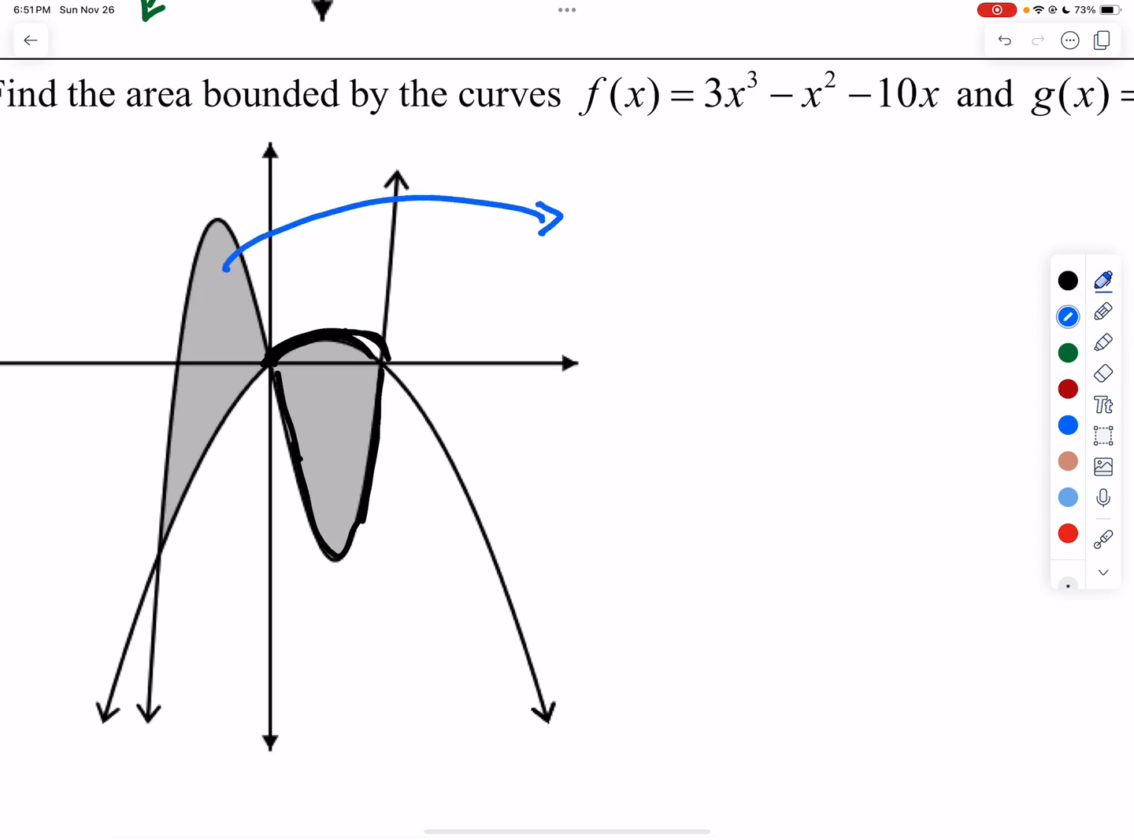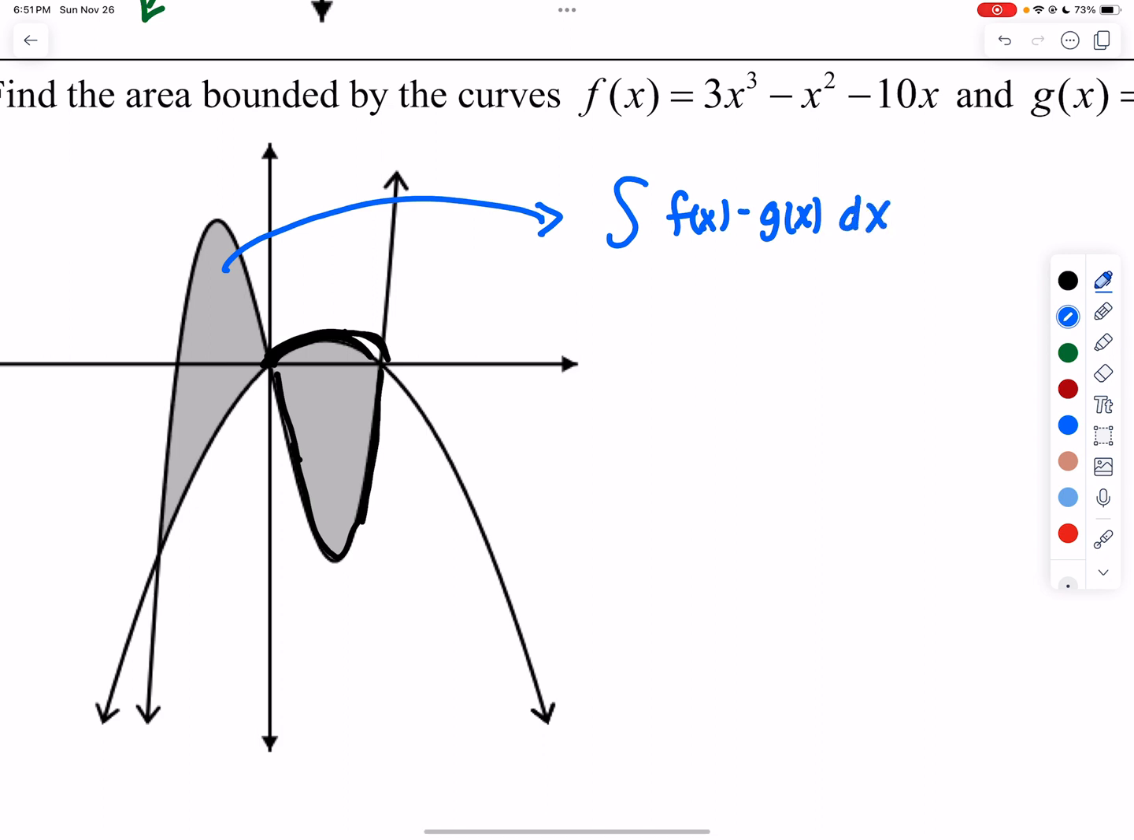So if I were to look at region 1, I know that it's going to be f of x minus g of x dx. And then my second region is going to be g of x minus f of x.